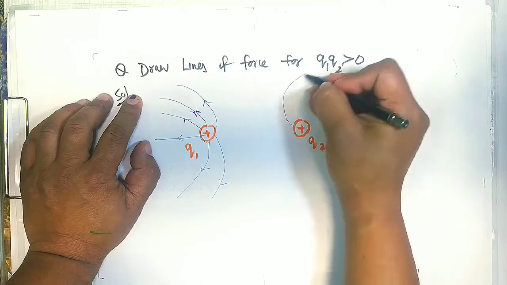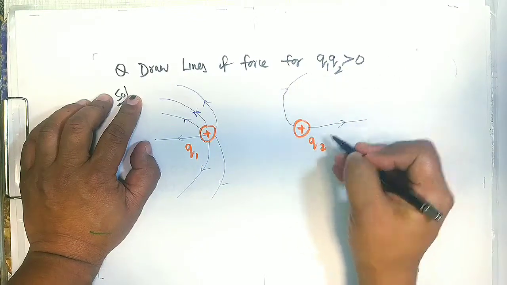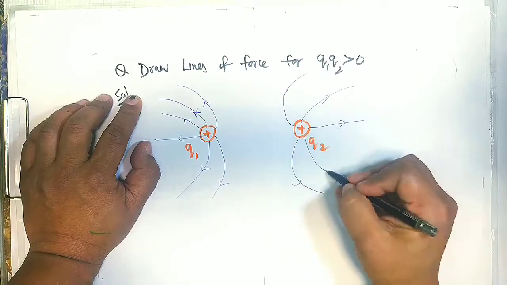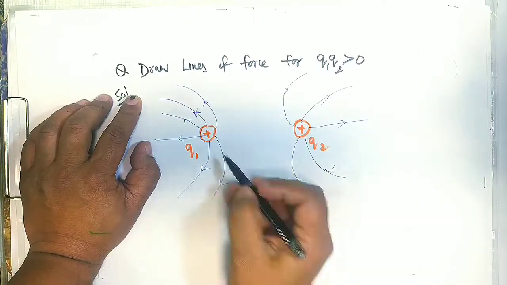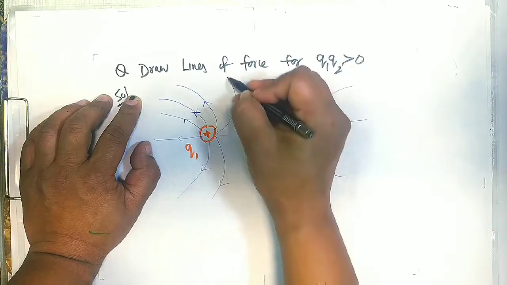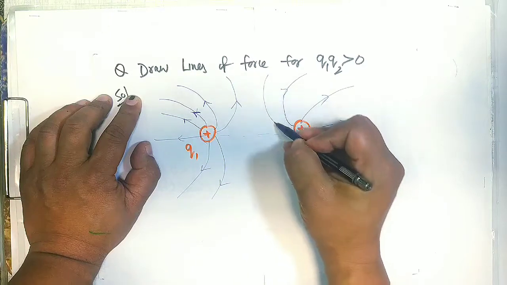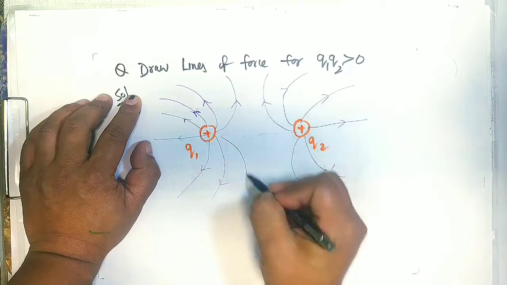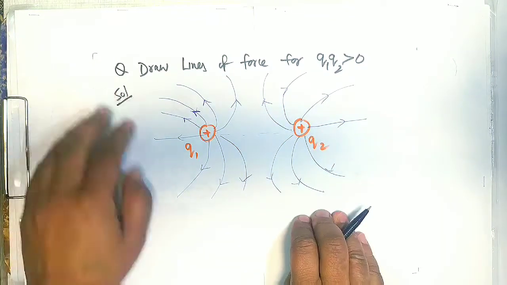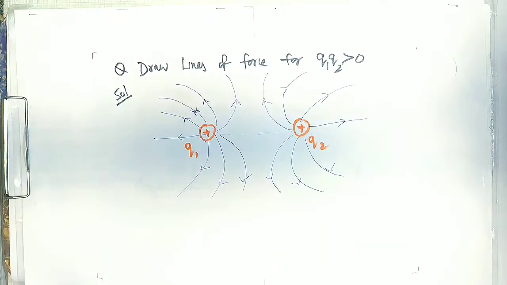Now in the same way, for this we will show the repulsion, the lines of force will move out. And in this region, you know that the repulsion will take place somewhere, the electric field will be 0. So this is the way we can draw the lines of force for Q1, Q2 greater than 0.